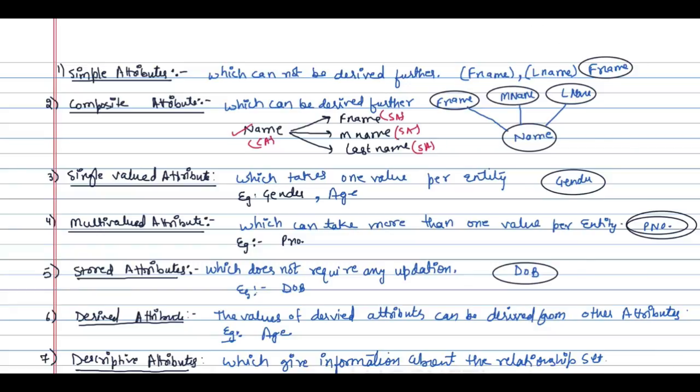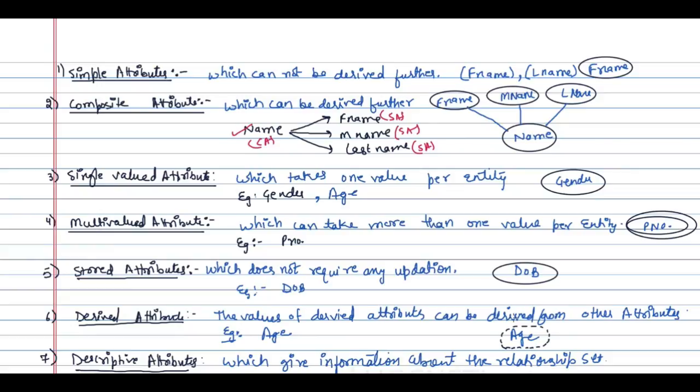In the same way, derived attributes are generally represented by an oval with dotted lines, like the derived attribute age. And descriptive attributes are generally represented by a given structure. I'll tell you about descriptive attributes at a later point, because right now we don't require them.